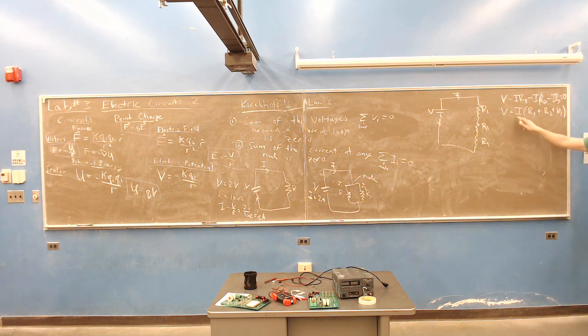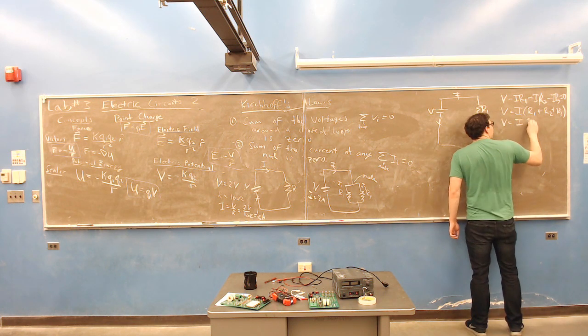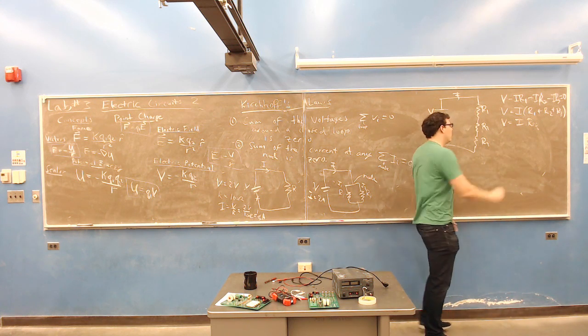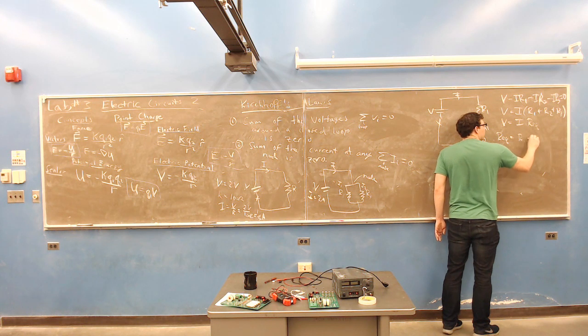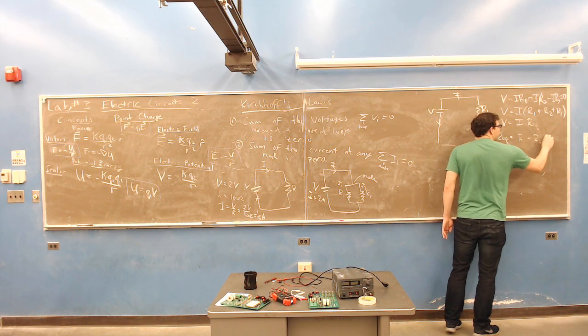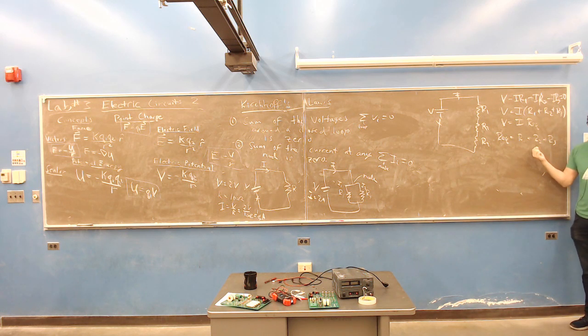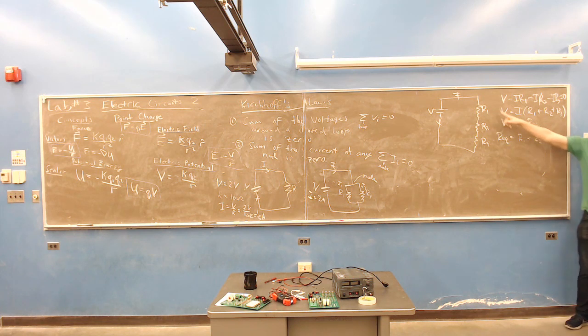And this looks like V equals IR, right? Except the R is the sum of these things. So I'm going to write V equals I R equivalent, where R equivalent is equal to what? The sum of the resistors. This looks familiar though. We already knew that, right? So for resistors in series, the equivalent resistance of the circuit now is the sum of the resistors. So Kirchhoff's law tells us something we already knew.